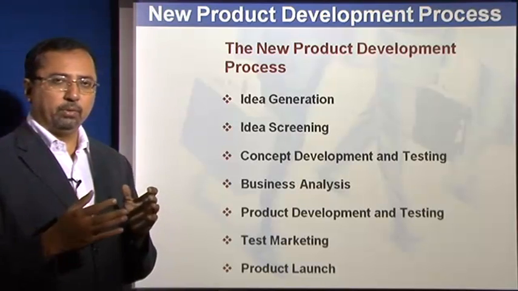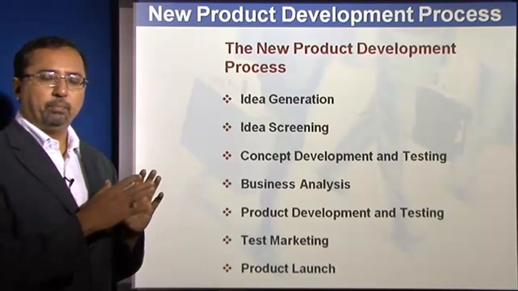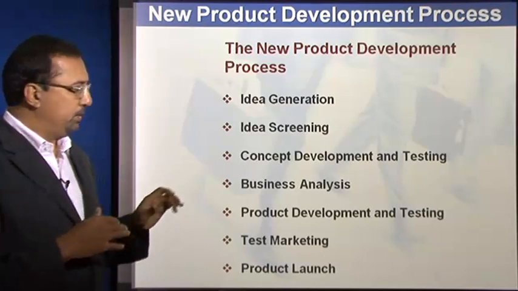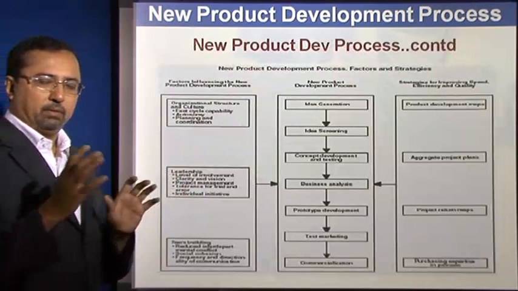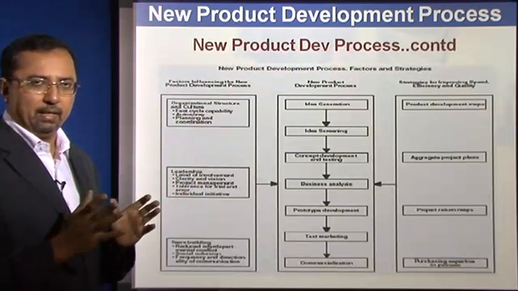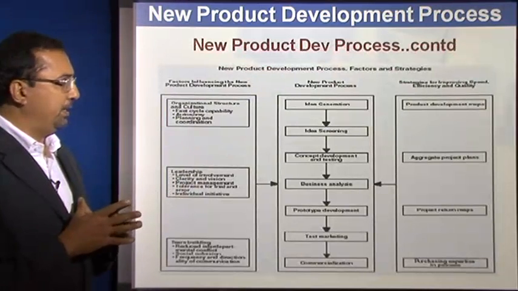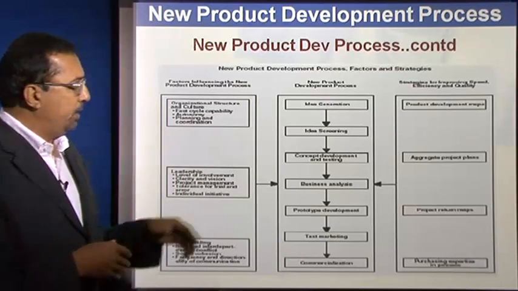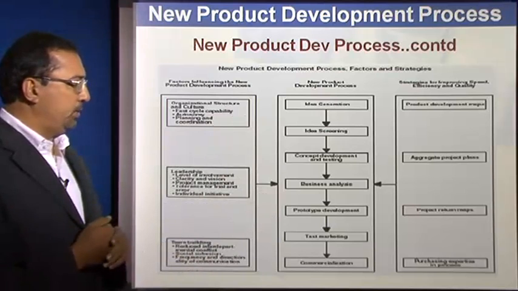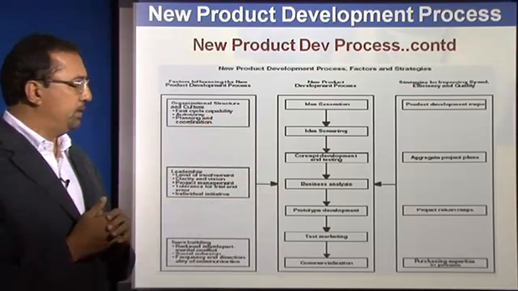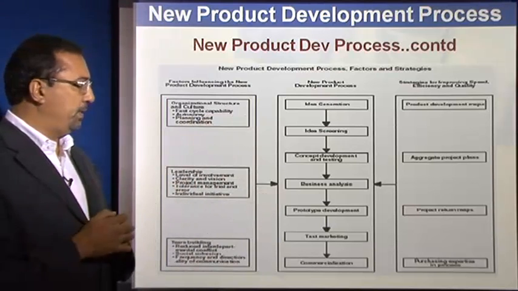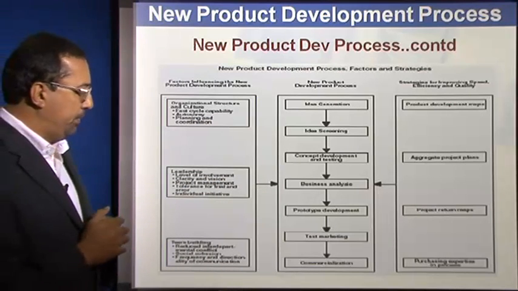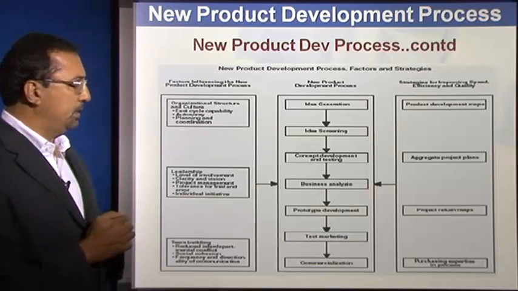Now, what I am going to show in the next slide is a more pictorial representation of these steps with some kind of framework. Now, this slide is not very clear because it is a picture slide, and therefore the clarity is not very great. Now, in the middle are the steps that we talked about, generation, screening, concept development, business analysis, prototype, test marketing, and product launch, the commercialization aspect.